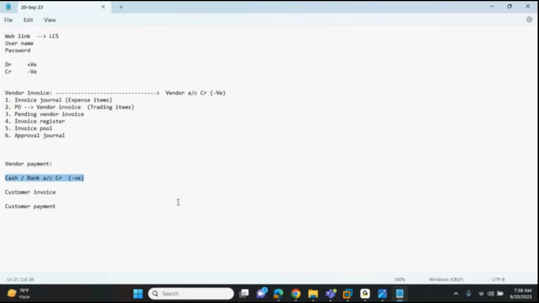Suppose in my cash box, 20,000 rupees is there. 5,000 rupees I have given to the vendor. I paid. Then it will become 20,000 minus 5,000, 15,000. Right? If I am giving money to the vendor, then it will be decreased. My bank balance or cash balance will be decreased.